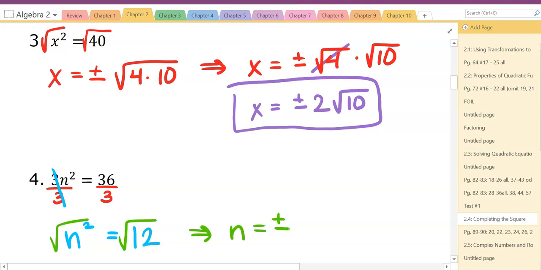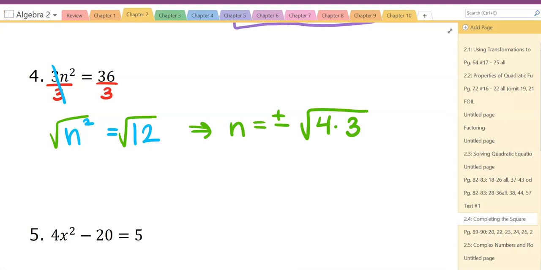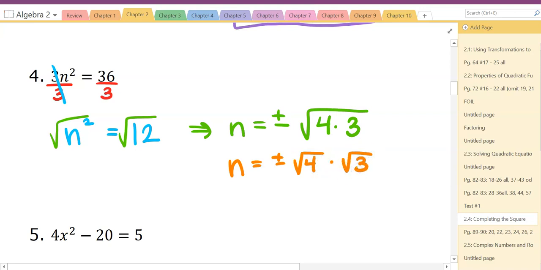Let's talk about that 12. Again, think about that list of numbers, 4, 9, 16, 25, 36, and so on. Which number can go into 12? 4. So we're going to rewrite 12 as 4 times 3. So then you could have it as plus or minus the square root of 4 times the square root of 3. You don't necessarily have to separate them like that. I'm just doing that so you guys can see, like, you can either combine things or you can separate them out underneath the square root like that, and then you can just square root the ones that are easily done.